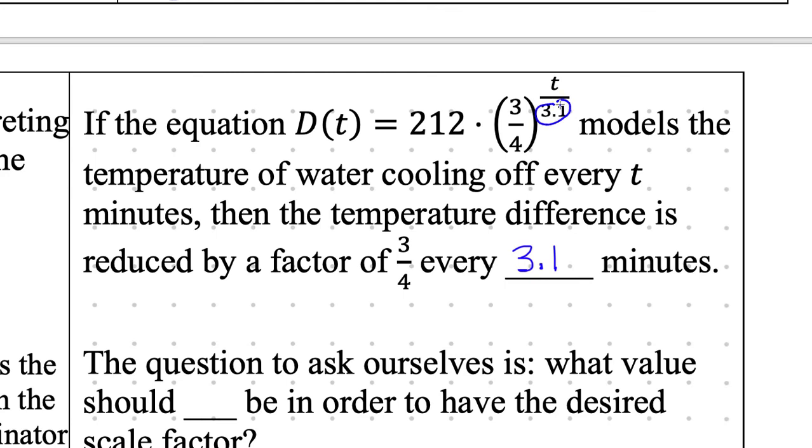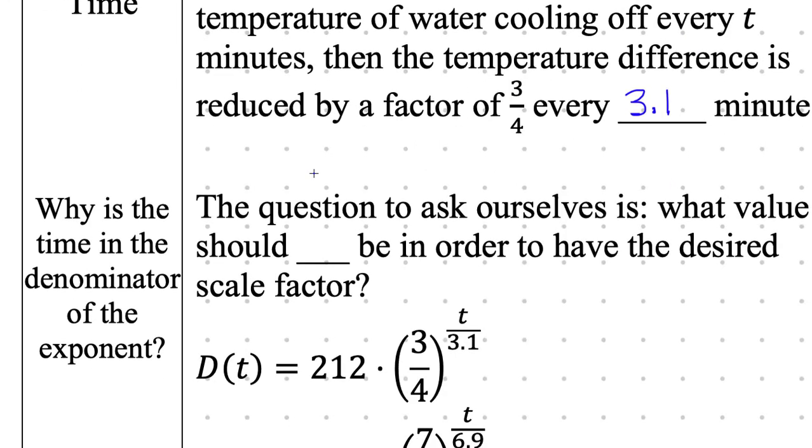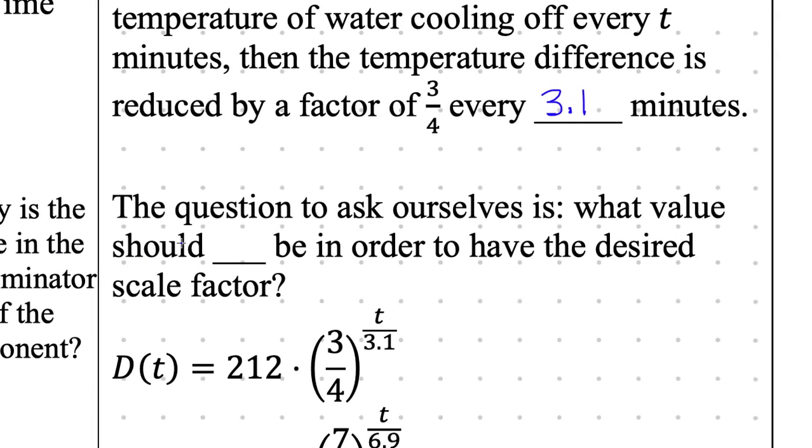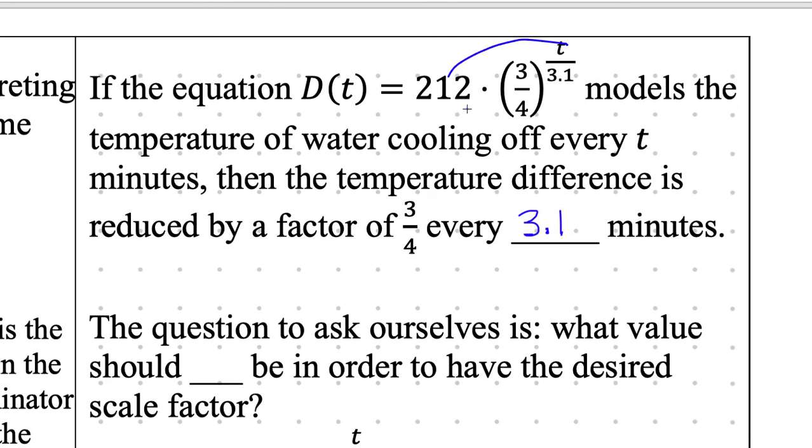Why is that the answer? And let me explain. So why is the time in the denominator of the exponent is the question? And really what we want to be thinking about when I'm thinking of this equation is, what value should this variable t be in order to have the desired scale factor? Well, my desired scale factor, I said right here, my scale factor needs to be 3/4. So in order to have 3/4, I need this to be 3/4 to the power of 1.